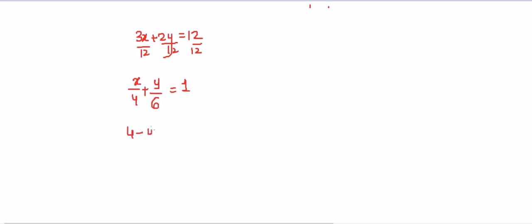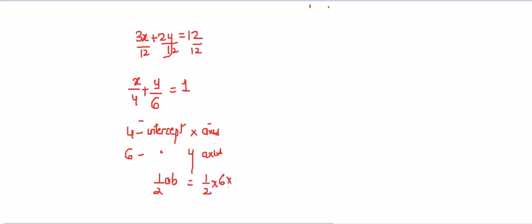4 is your intercept on the x-axis and 6 is the intercept on the y-axis. We know we can directly use the formula half a b. So this will give me half times 6 times 4, which is 12. 12 units, or 12 centimeters squared, is the area. Or we can show it on a diagram if I sketch this.